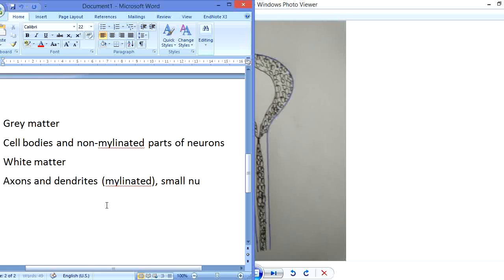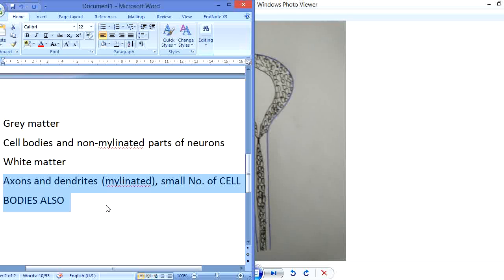A small number of cell bodies also in the white matter. The gray matter can also have a small number of axons and dendrites, but the main part of the gray matter consists of cell bodies, while the main part of the white matter consists of axons and dendrites.